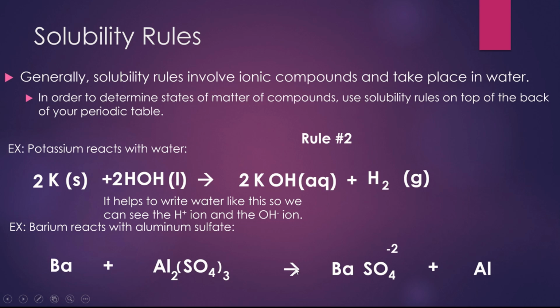We have a compound. On the other side, barium has a +2, sulfate has a -2. Again, that's a 1-to-1 ratio. There's no reason to cross over. They're going to cancel out, so we're good. Erase those charges. We don't want to have those in the final answer. Neither barium nor aluminum is one of our diatomics, so no reason to write a 2 after either of them. They're fine by themselves. So our next step is to make sure we're balanced with coefficients.